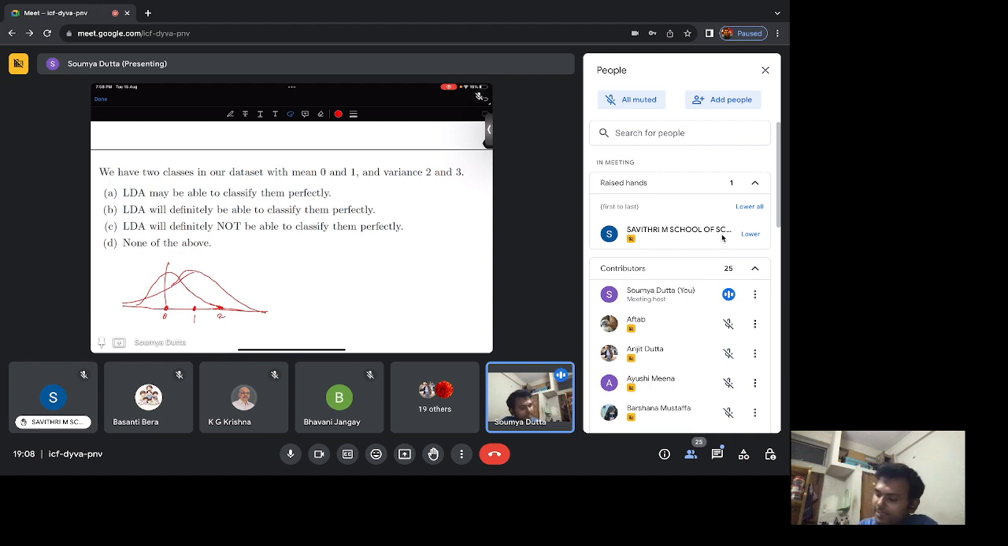So what do you think? Will LDA be able to classify them or not? Yeah, because there is a huge overlap between these two. These are distributions, right? Mean of 0 and 1 and variance of 2 and 3. So LDA won't be able to classify them properly. LDA will definitely not be able to classify them perfectly. There will be some overlap.